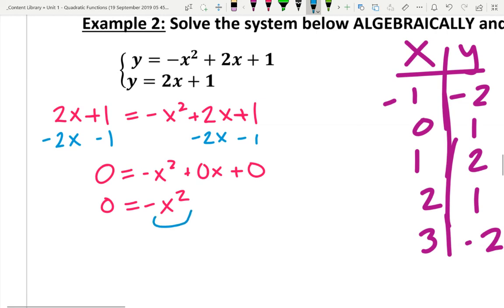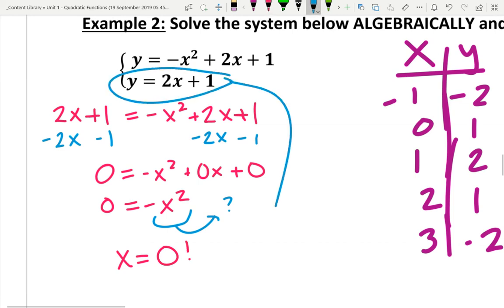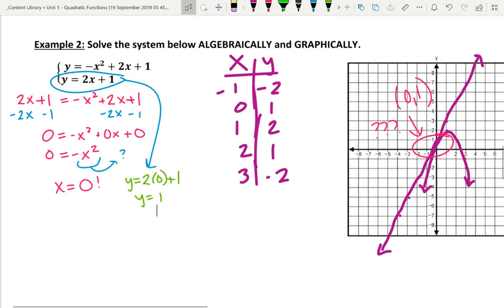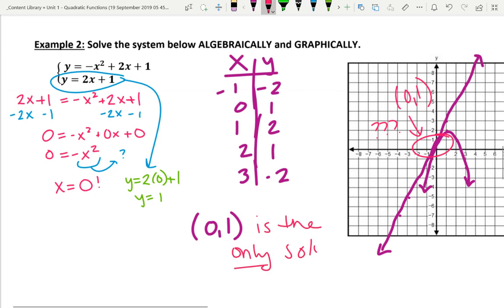And when I think about this, something times itself made negative is equal to 0. There's only one possible option there. x is 0. So if I use that linear equation again and substitute to find my y value, y is equal to 2 times 0 plus 1. So y is just equal to a whopping 1. So I do, in fact, get the same single solution here. This is like one of those examples where we only have one solution. So 0, 1 is the only solution.